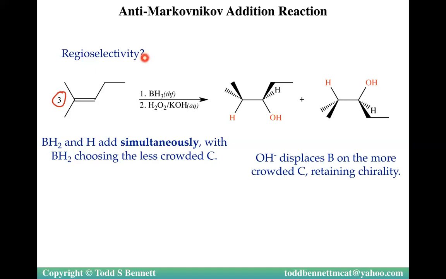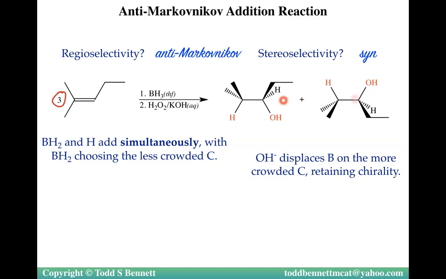So regioselectivity, OH is going to the less crowded carbon, so it is known as anti-Markovnikov. And the stereoselectivity is a result of syn addition. The H and the OH going on simultaneously, adding to the same side. Meaning, let's say this one right here is priority 1, 2, 3, so you get an R. This one adding here would be priority 1, 2, 3, H in back, so you get an S.